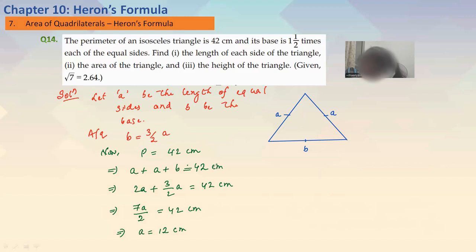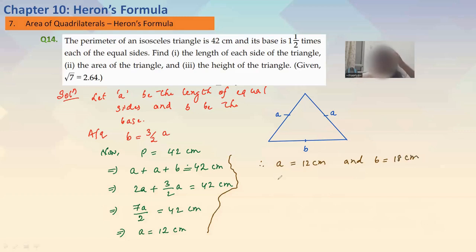This is going to be fine if I write in such shortcuts. Yeah, it's fine, right? So therefore, A is equal to 12 centimeter. And B will be 3 by 2 into 12, which is 6, 18.